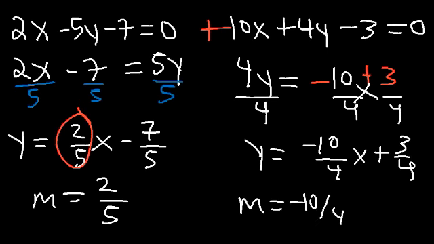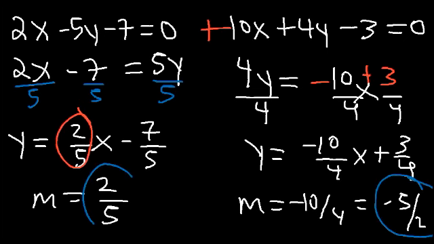But we can reduce that. We can divide both numbers by 2. Half of 10 is 5. Half of 4 is 2. So notice that the slopes are negative reciprocals of each other. Therefore, these two lines are perpendicular.